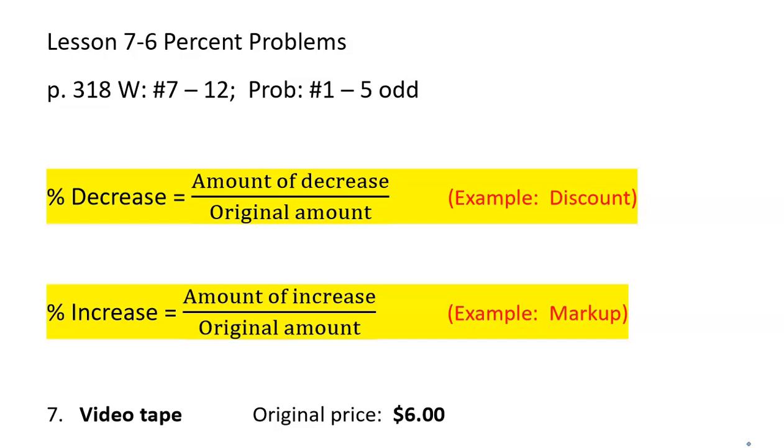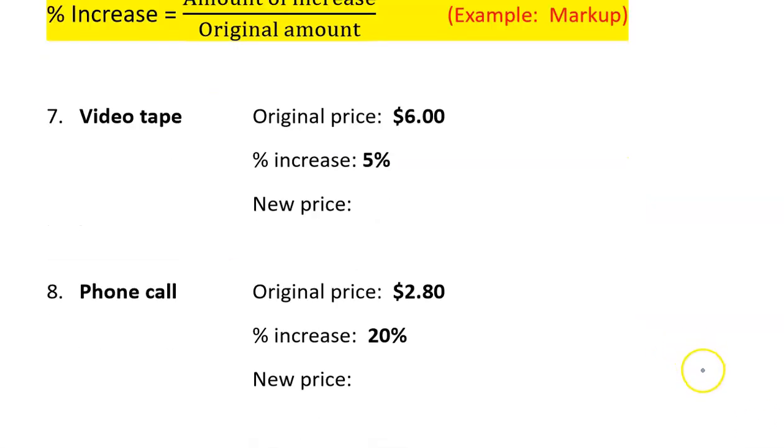Now the questions might involve percent increase. The formula is to take the amount of increase and divide it by the original amount. The example of this from yesterday was the markup. Now, first problem, number 7.